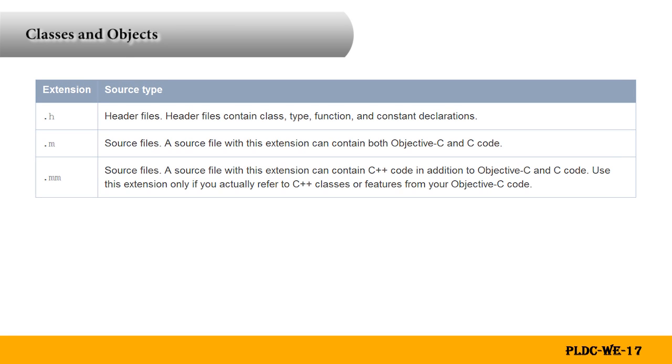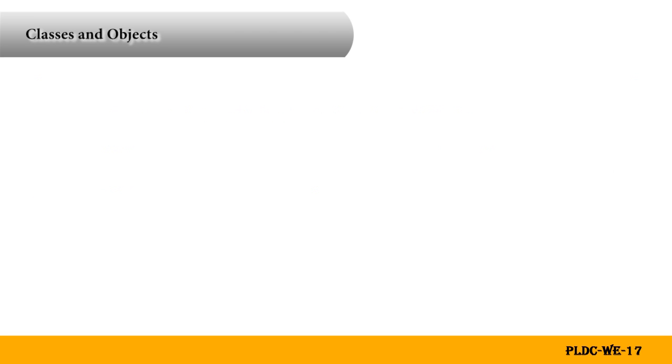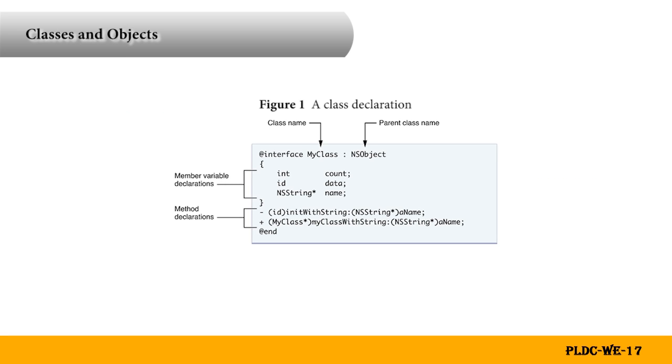When you want to include header files in your source code, use a #import directive, which is like C's #include directive, except that it makes sure that the same file is never included more than once. Figure 1 shows the syntax for declaring a class called MyClass, which inherits from the base class, NSObject. A root class is one that all other classes directly or indirectly inherit from.